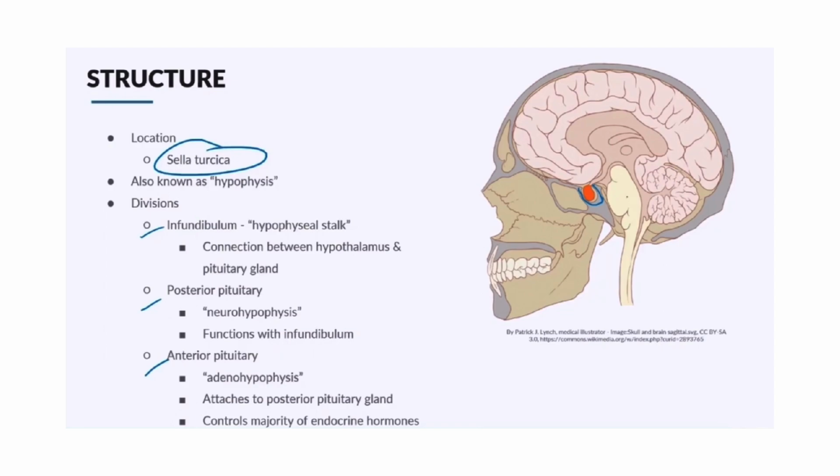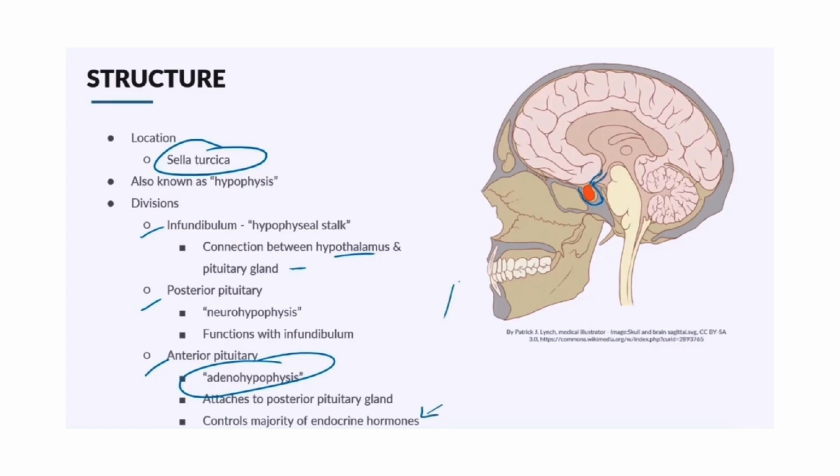The infundibulum is also known as the hypophyseal stalk, which actually comes down here, and it's the connection between the hypothalamus and the pituitary gland. So that's how they talk to each other. Then there's the posterior pituitary gland, known as the neurohypophysis, and it actually functions with the infundibulum. Now, the anterior pituitary gland is known as the adenohypophysis, and it attaches to the posterior pituitary gland, and it's going to control the majority of those endocrine hormones.